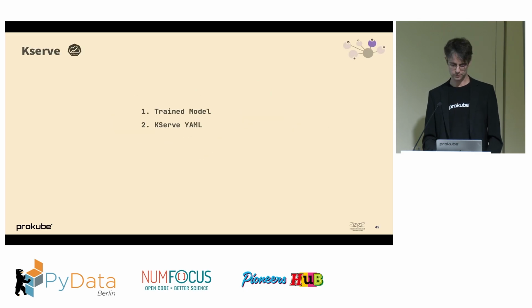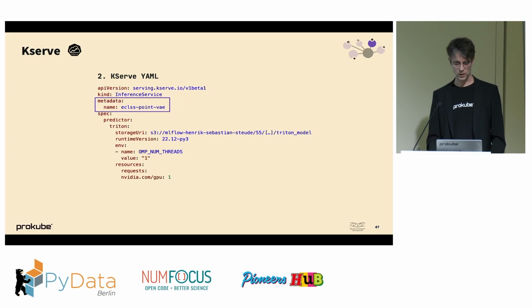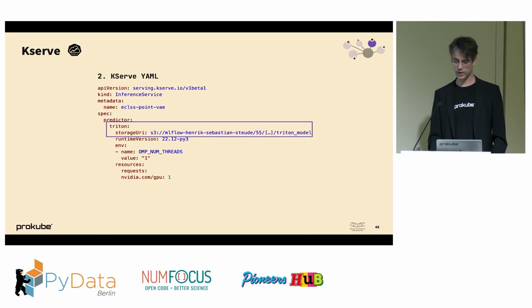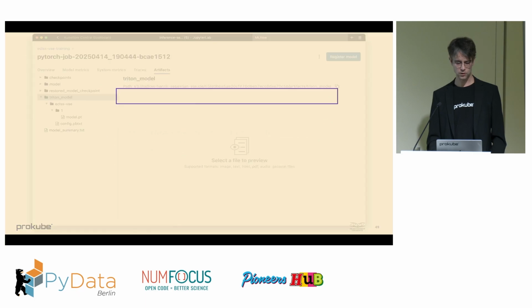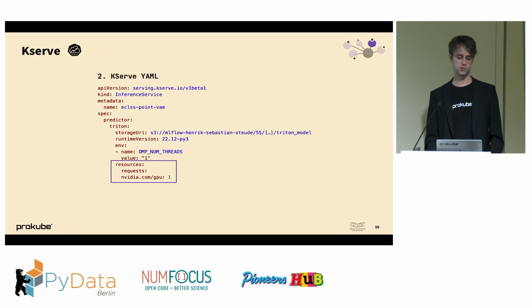And here we also need 2 things now, a trained model, which the step before had created, and a KServe YAML. The KServe YAML is a YAML again. We've seen some of that. So this time it's an inference service. We give it a name, which also should be familiar to you now. We tell it where to load the model from, which we can get from the MLFlow UI, which you can see here. And then we tell it, well, you should try to get 1 GPU. And that's basically already it.